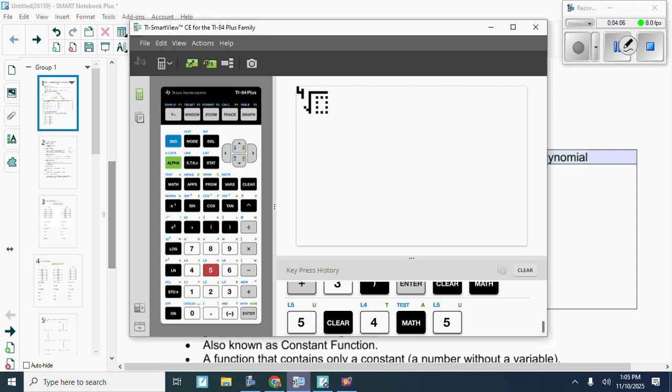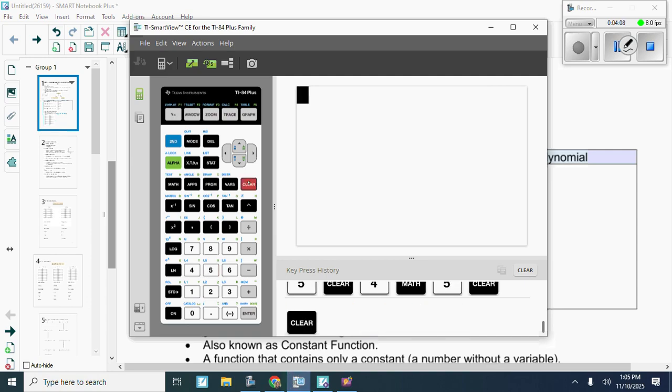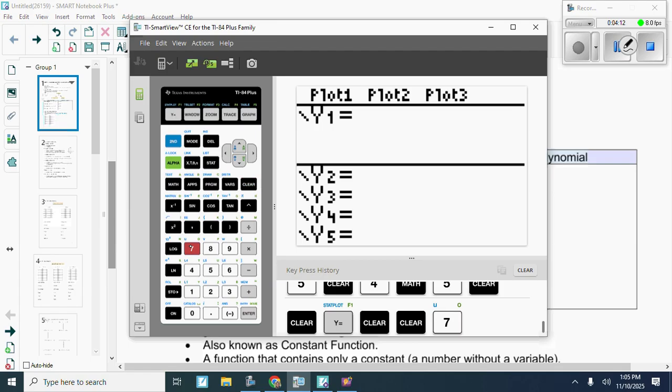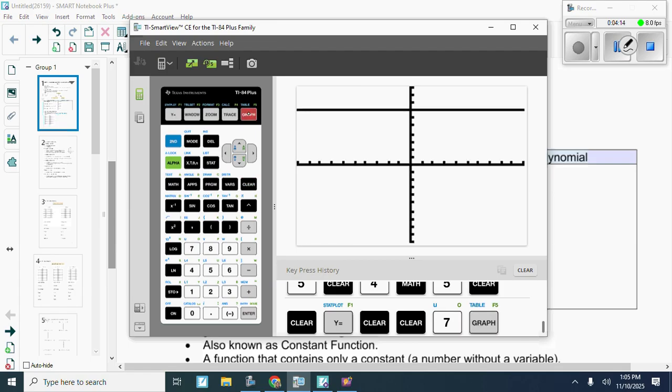If we wanted to look at this on our graphing calculator, I'm just going to clear out what I had. You just put y equals 7 and graph it. There it is. Y equals 7. Doesn't matter what x is, you're just going to get a horizontal straight line.